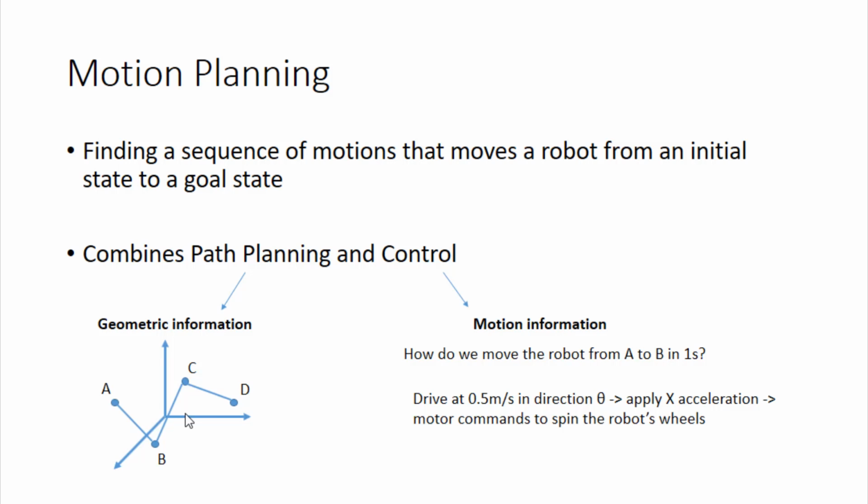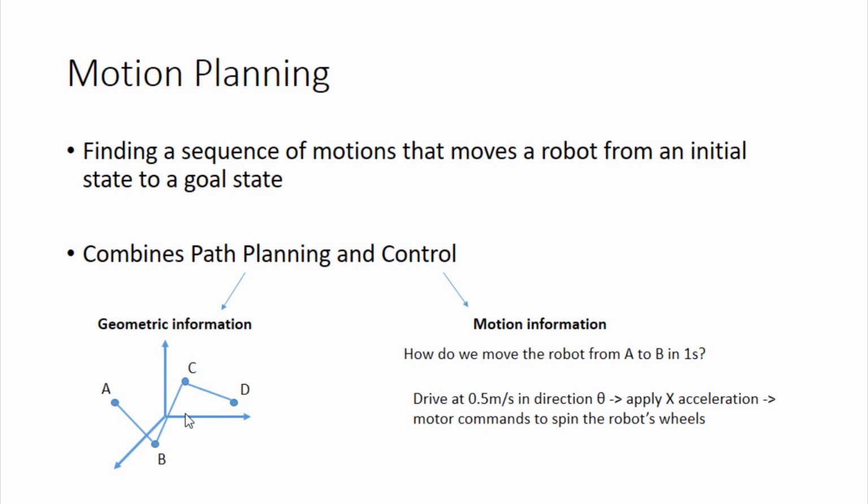So these two things are different. With path planning, we're mostly just concerned with geometric information. So we might have some space here. We want the robot to move from point A to point D, and we have these little intermediate points B and C. And we say, okay, to move from A to D, I just first need to move to B, and then to C, and then to D.